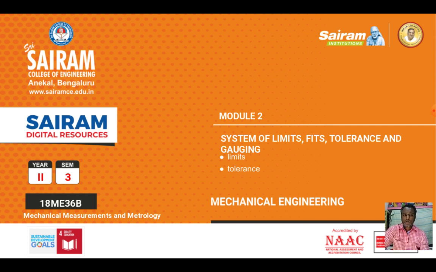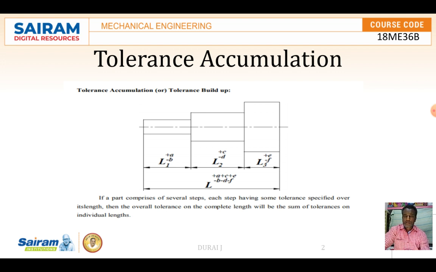First, we are going to discuss tolerance accumulation, or tolerance buildup. Here the overall tolerance value is the sum of the individual tolerances. This is the overall tolerance length, which will be the sum of the individual L1, L2, L3 tolerance values. That is called tolerance accumulation, or we can also call it tolerance buildup.